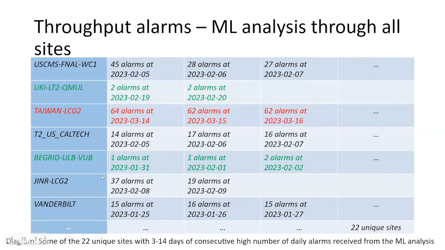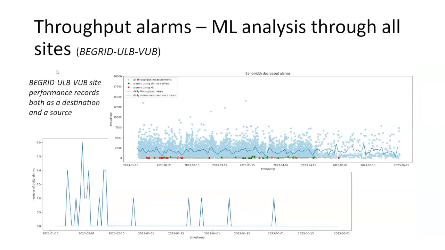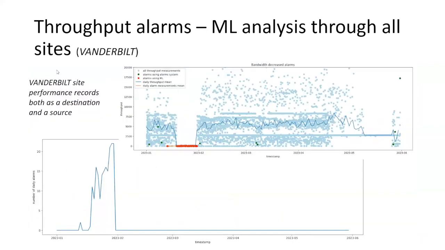The second type of alarm is when we have a major problem classified, and we can visibly see it. The examples are Taiwan, for example, and US CMS, yes, or Vanderbilt, more correctly. You can also see here that there was some kind of alarm, and the algorithm classified it correctly. We have a high increase in alarms and a visible decrease in throughput.